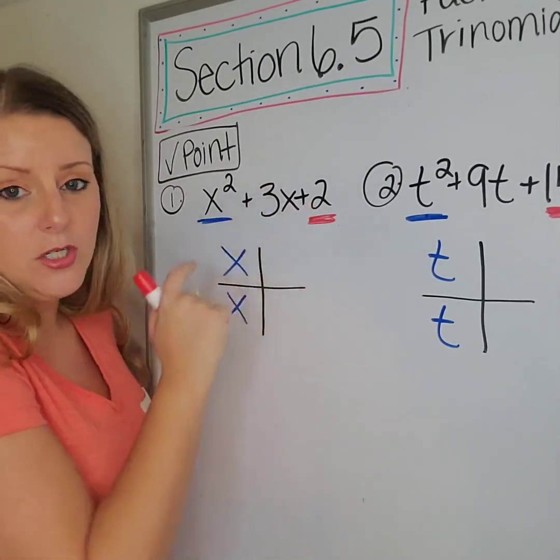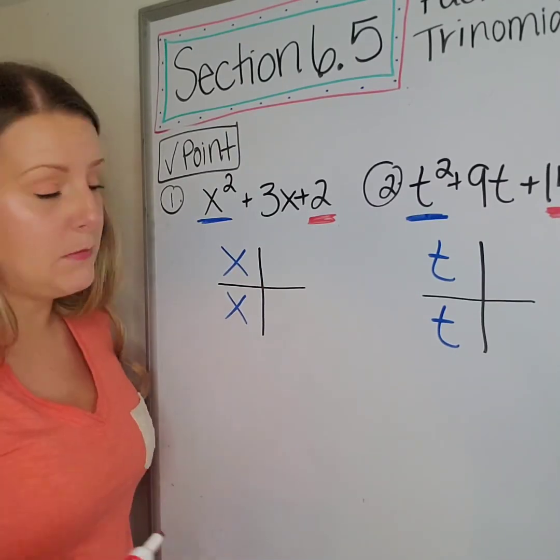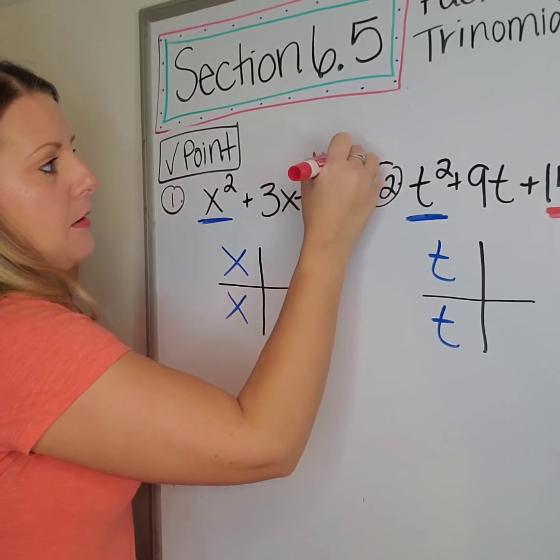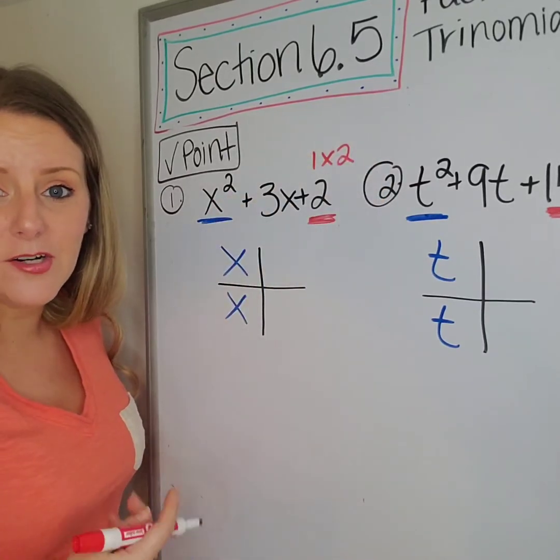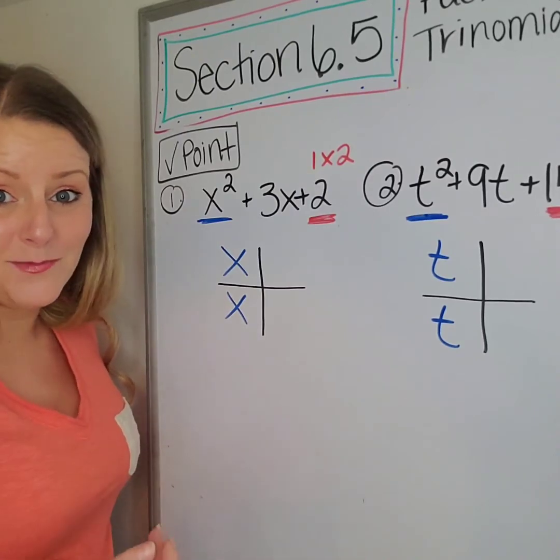Well, this one's easy, 2. What times what gives you 2? 1 times 2 or 2 times 1, right? Which is basically the same option. So if I were to list all the factors, it's 1 times 2. There's no more factors. So it better work. If it doesn't work, something's wrong.